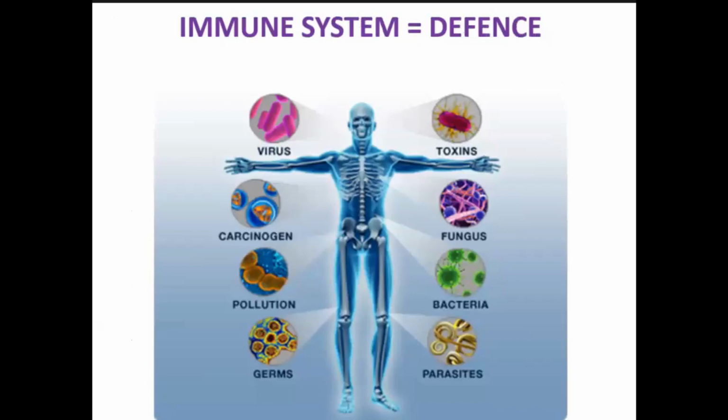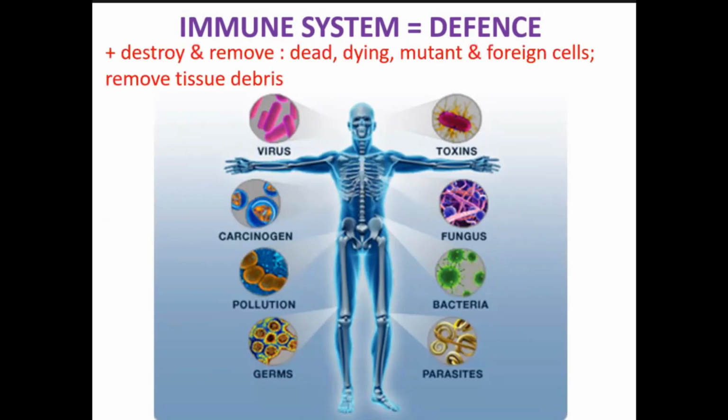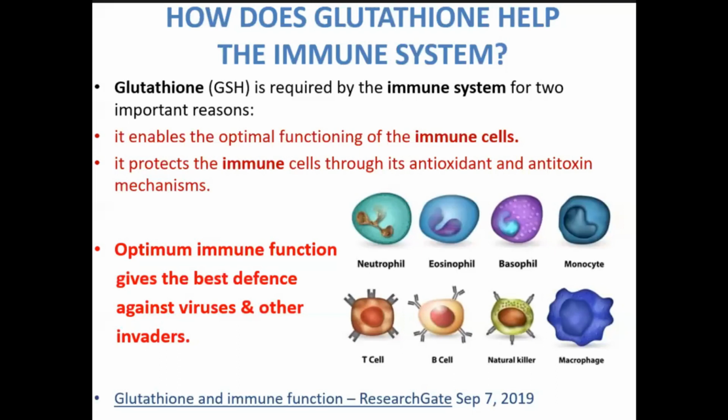Okay. So our immune system is not only there to fight viruses, but also many, many other invaders. And also to fight toxins as well, and also cancer cells and carcinogens. It also destroys and removes dead and dying mutant and foreign cells, and also removes tissue debris. So how does glutathione help the immune system? It does so in 2 ways.